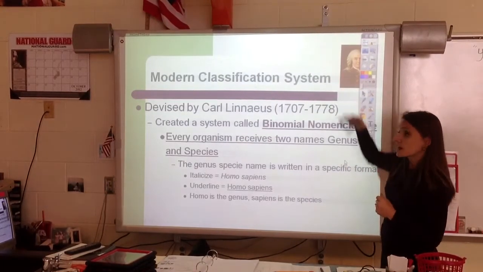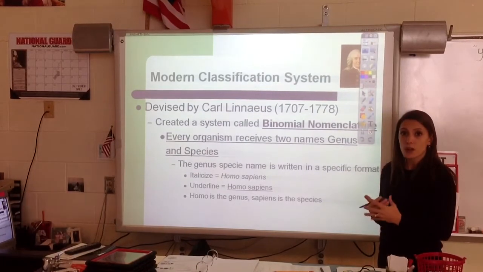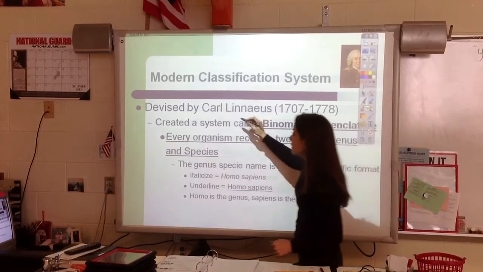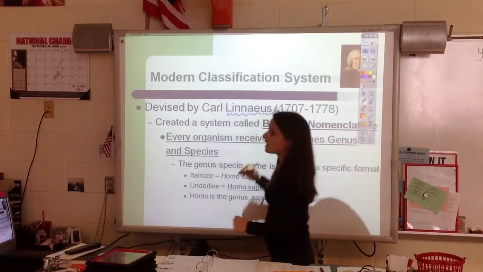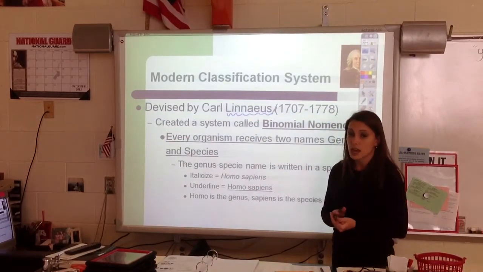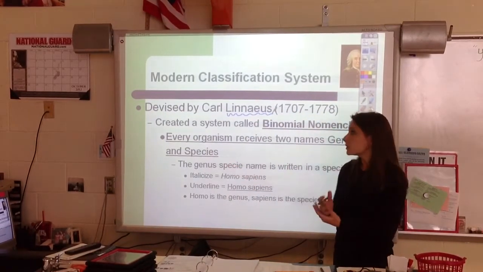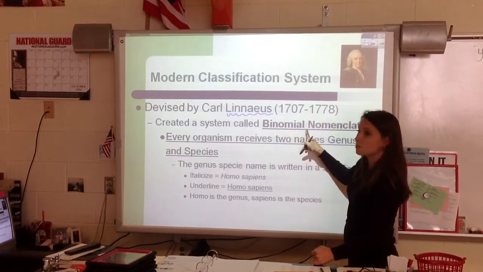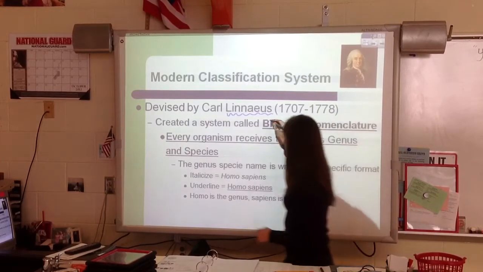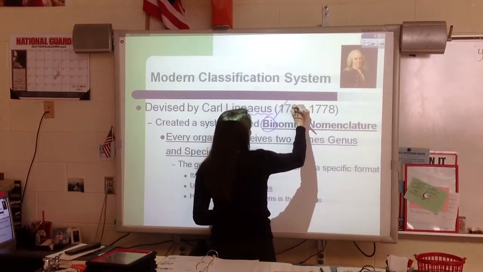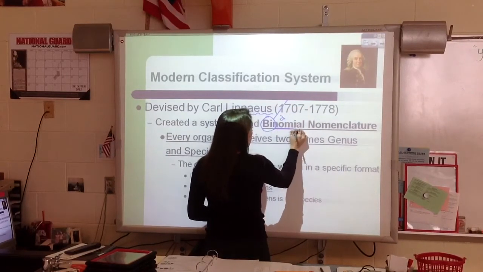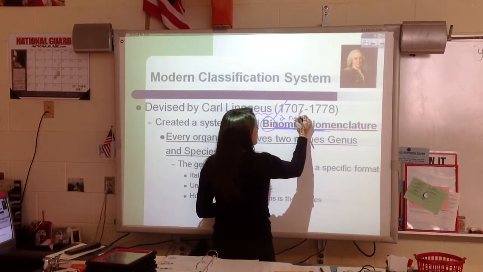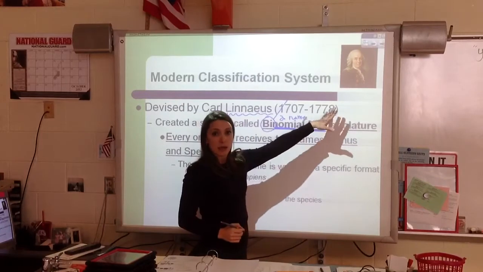So the modern classification system, we've changed how we classify things over time. The modern classification system was devised by a man named Carl Linnaeus. And we do need to know his name. So Aristotle was first, Linnaeus was second, and he created a system called the binomial nomenclature. And bi, like bicycle, bi means two. Nome, if you have taken a different language, you might have seen this before. Two, name, and then this just means naming system.